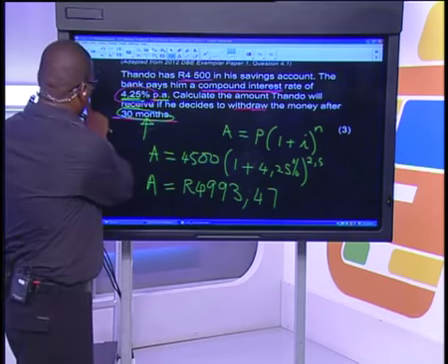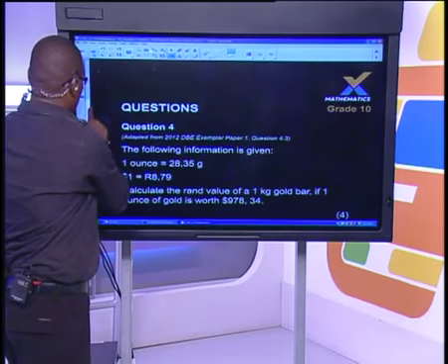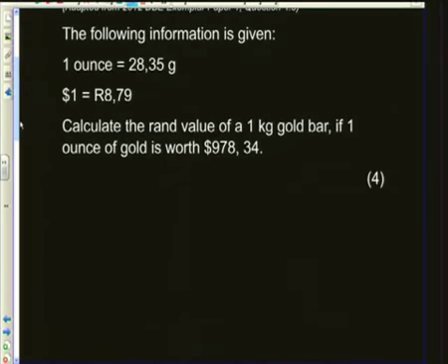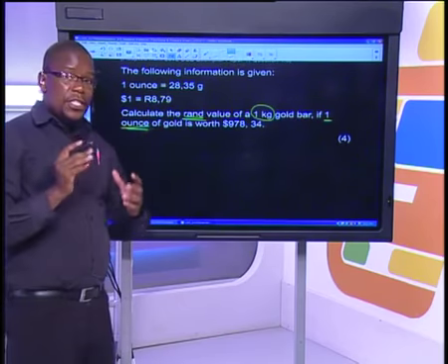Right. Now, guys, let's move on to the next question. It says the following information is given. 1 ounce is 28.35 grams. And $1 to South African rands is 8 rand 79 cents. Calculate the rand value of a 1 kg gold bar if 1 ounce of gold is worth $978.34.